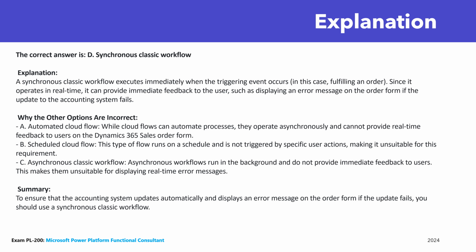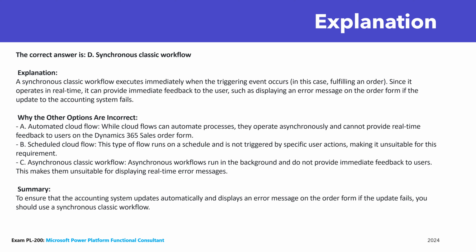The correct answer is D. Synchronous classic workflow. Explanation: A synchronous classic workflow executes immediately when the triggering event occurs, in this case, fulfilling an order. Since it operates in real time, it can provide immediate feedback to the user, such as displaying an error message on the order form if the update to the accounting system fails.